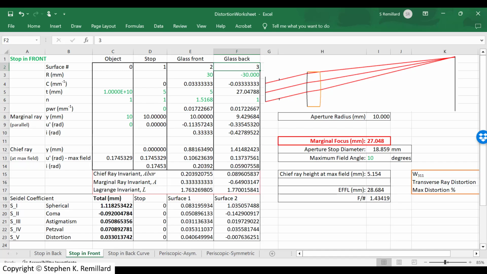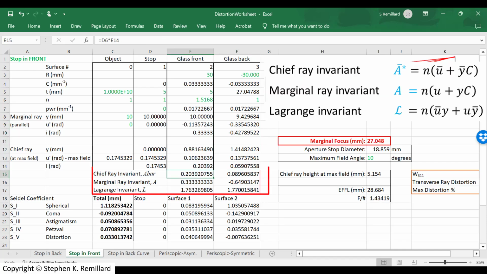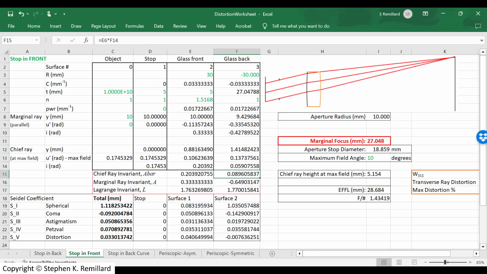Then the ray propagates through the glass to the back surface, surface 3, which has a radius of curvature of minus 30 millimeters. And all of these calculations are done again using the transfer equation and the refraction equation for the rays. The chief ray, marginal ray, and Lagrangian invariant are calculated at each surface. And then the aberration coefficients are calculated at each surface, focusing here on distortion.